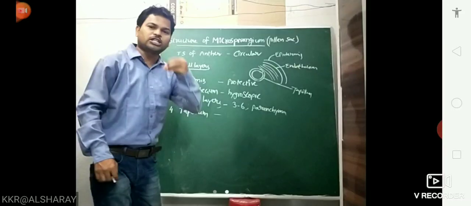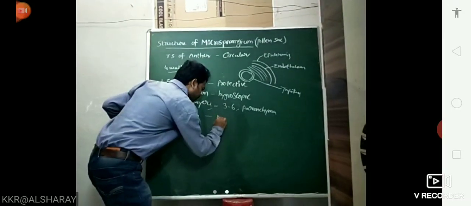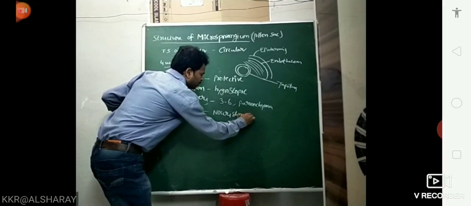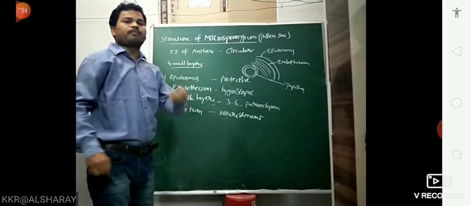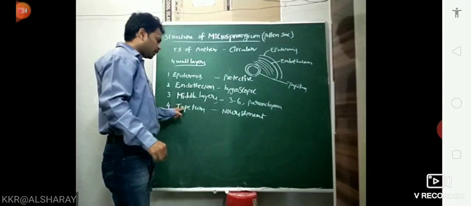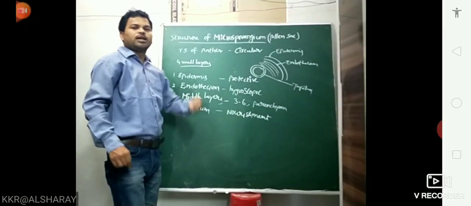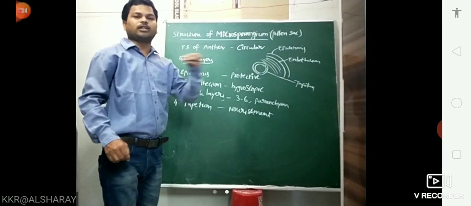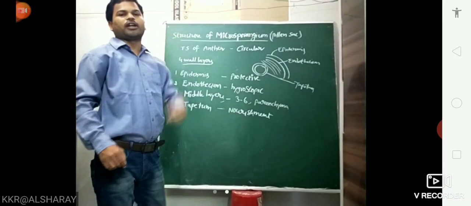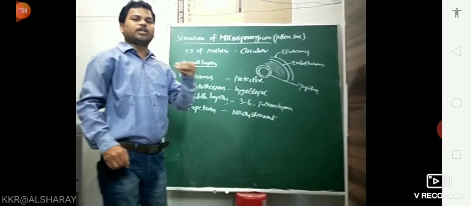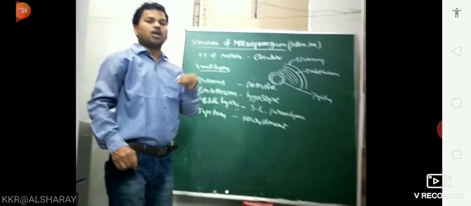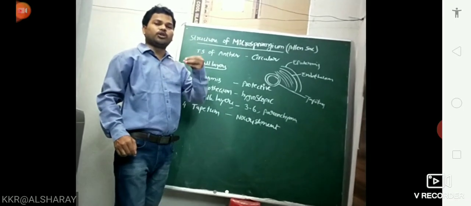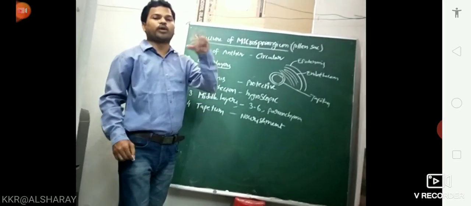It gives nourishment to the development of the pollen grain. So the tapetum is the innermost layer, the nourishment layer. Tapetum has dense cytoplasm and multinucleated condition. I repeat the point: dense cytoplasm and multinucleated condition. It is multinucleated, having more nuclei, due to the failure of cytokinesis.